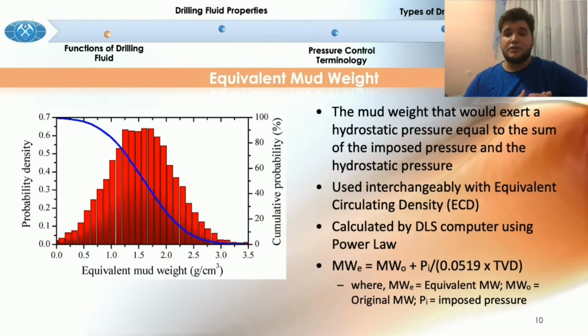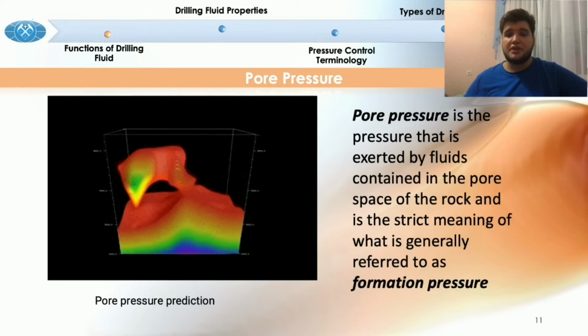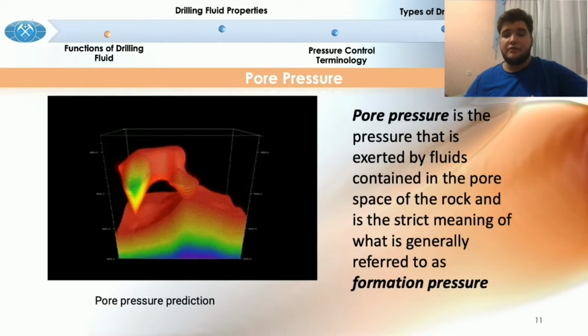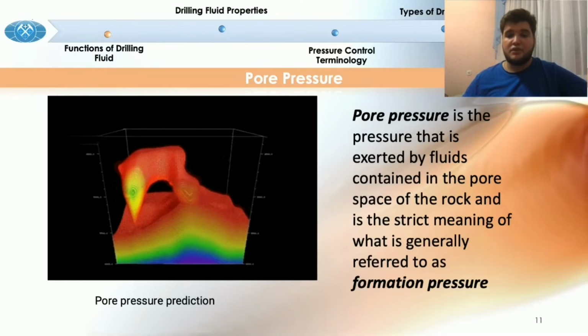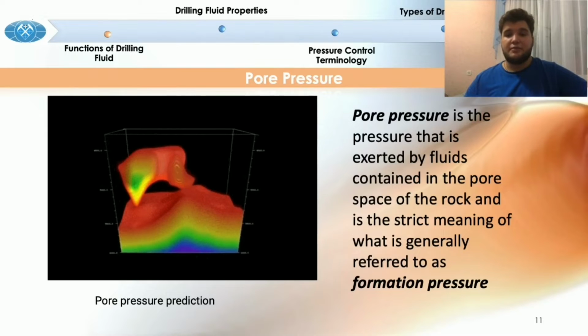Equivalent mud weight. The mud weight that would exert a hydrostatic pressure equal to the sum of the imposed pressure and the hydrostatic pressure. It is used interchangeably with equivalent circulating density and calculated by a computer using the power law. Next is the pore pressure. Pore pressure is the pressure exerted by fluids contained in the pore space of the rock and is the strict meaning of what is generally referred to as the formation pressure.